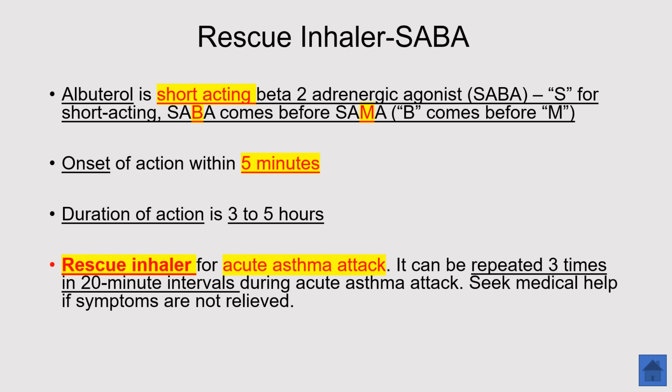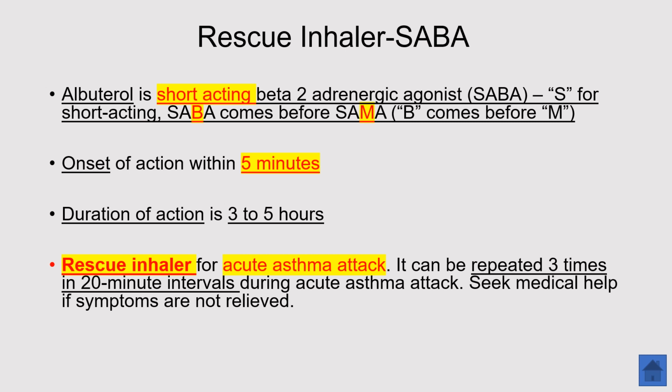So when do they start acting? As soon as the patient takes the inhaler, within 5 minutes, it starts acting on the lungs, producing the bronchodilation, right? So how long does it stay in the system, or how long does it act? It acts about 3 to 5 hours.